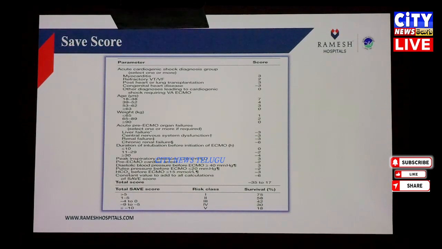Sometimes you can use this, and there is an online version available. You download that, you just feed the values, automatically you will get a score, and it will tell you the percentage, the predicted survival of these patients also. So this can be used as a good guide when you're thinking of referring a patient. You can use this as a guide to refer the patient.